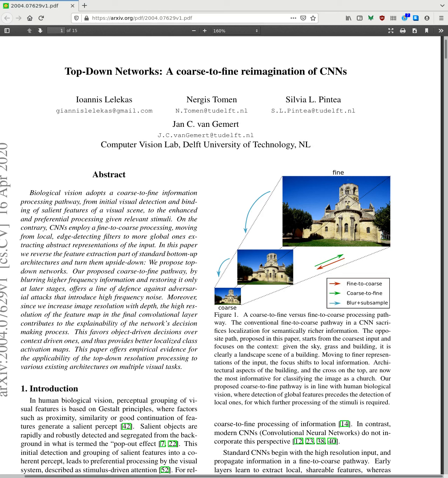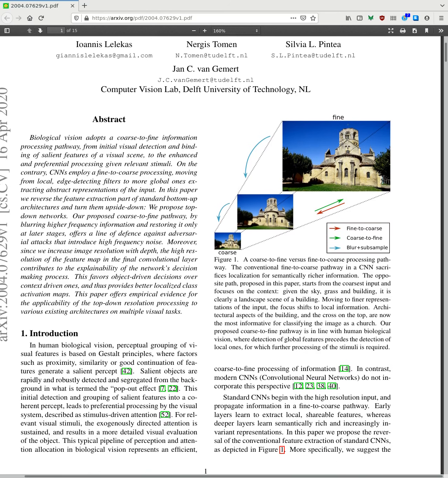reimagination of CNN from Lelekas, Tomen, Pintea, von Gemert from Delft University of Technology Computer Vision Lab. They claim that biological vision uses this low resolution to high resolution approach, while the CNN goes from high resolution to low resolution. And they want to mimic the biological approach.